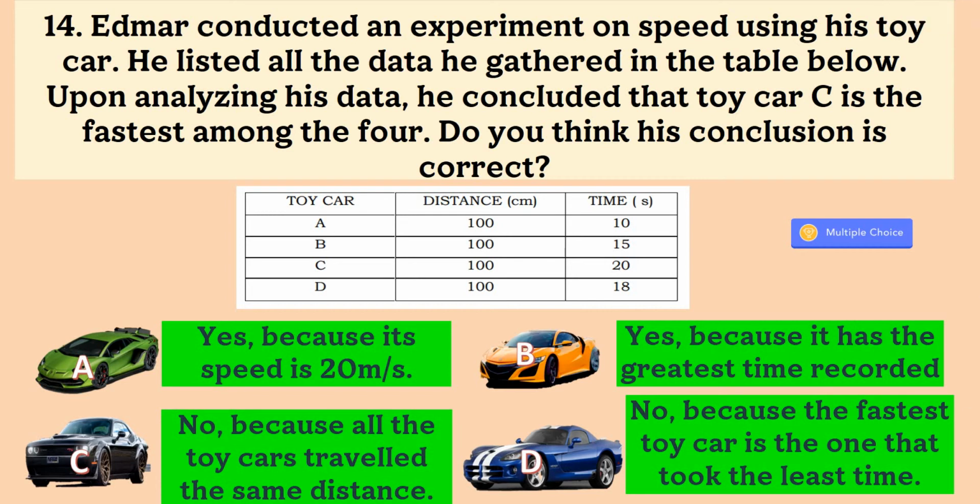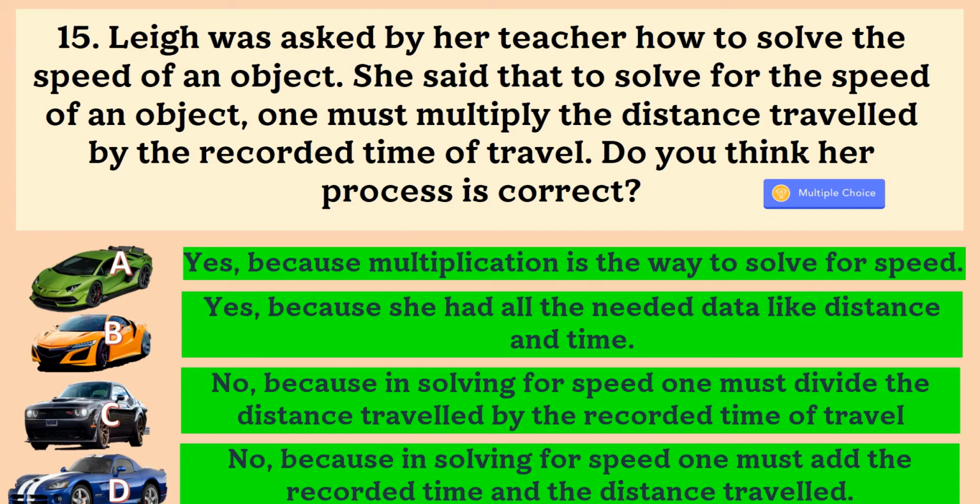Okay, so with this review, let's have the last question. Lei was asked by her teacher how to solve the speed of an object. She said that to solve for the speed of an object, one must multiply the distance traveled by the recorded time of travel. Do you think her process is correct?